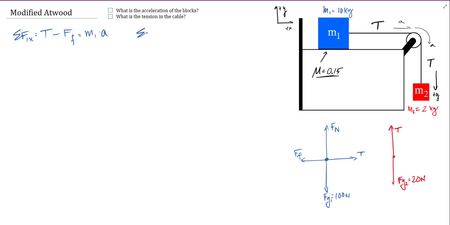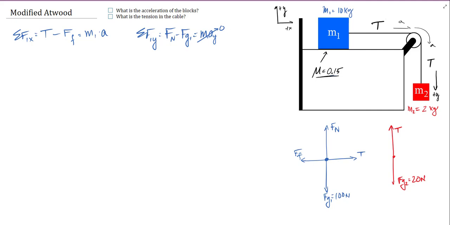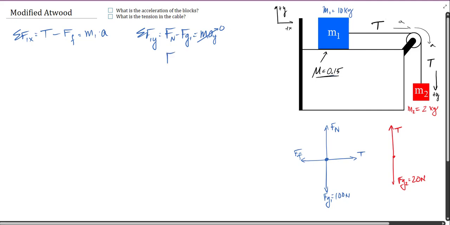In the y direction, we're going to get the normal force minus the gravity force on object 1, and that's going to equal the mass of object 1 times the acceleration in the y. But it's sliding along just in the x direction, so there is no acceleration in y. So we can set that to 0. And again, this is a situation we see a lot. It's not always true, but I'm going to just quickly solve for this.